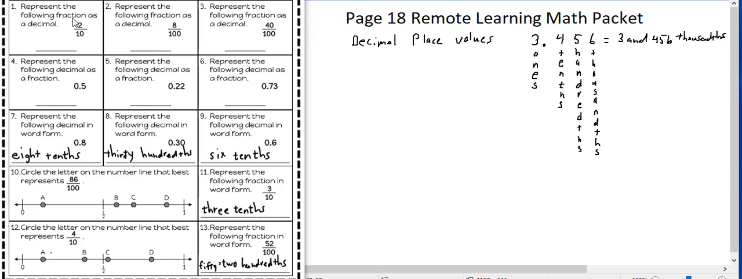So number 1, represent the following fraction as a decimal. Well, this is 2 tenths. All right, so we want to put our 0 in our decimal because it's less than 1. I'm sorry, it's not less than 0, it's less than 1. So 0 and 2 tenths. Okay, so here's our tenths. So we have a 0 in the ones place and a 2 in the tenths place.